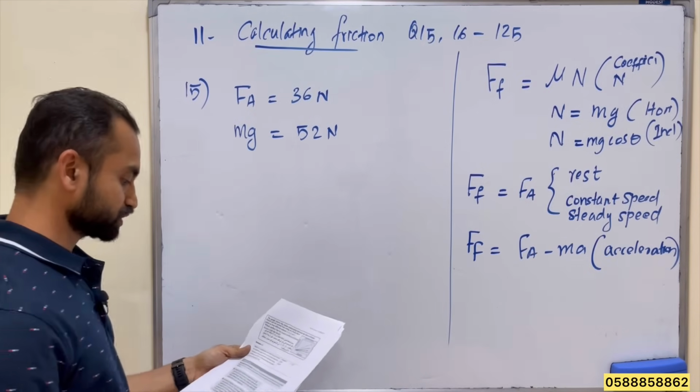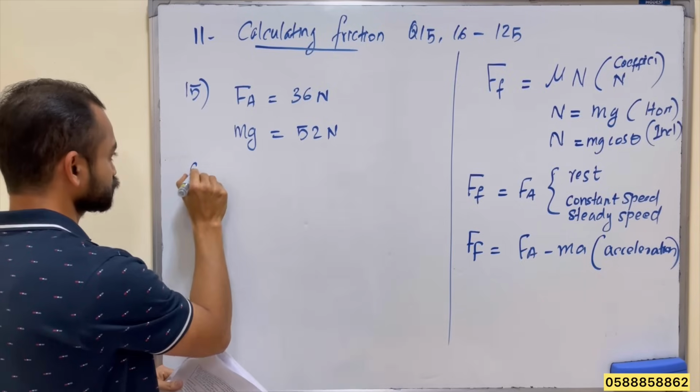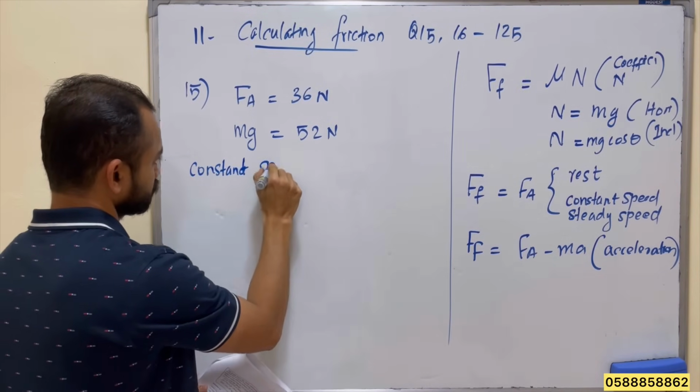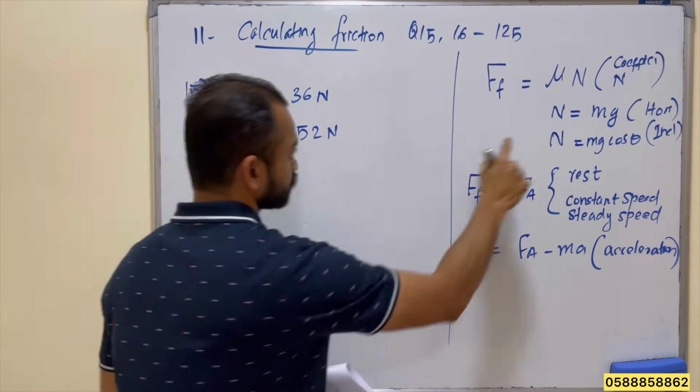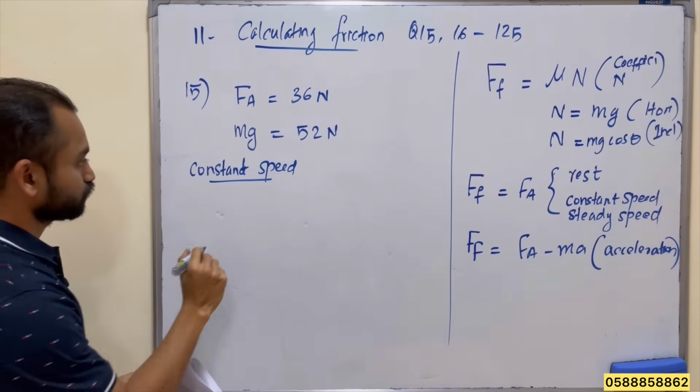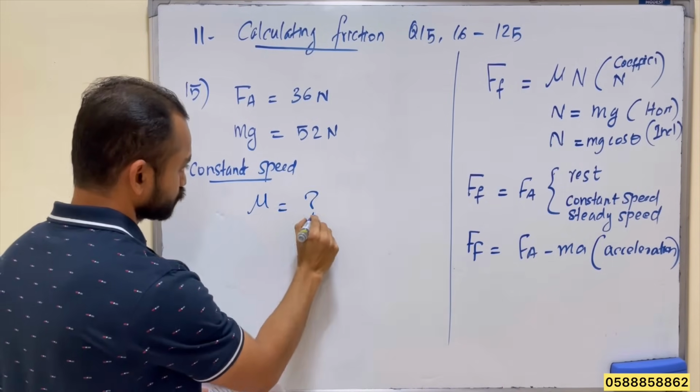What is the coefficient of friction, right? So it is given constant speed. I will write that keyword here, constant speed, because constant speed is one of the keywords in our equation. And we need to calculate what? We need to calculate the coefficient of friction.